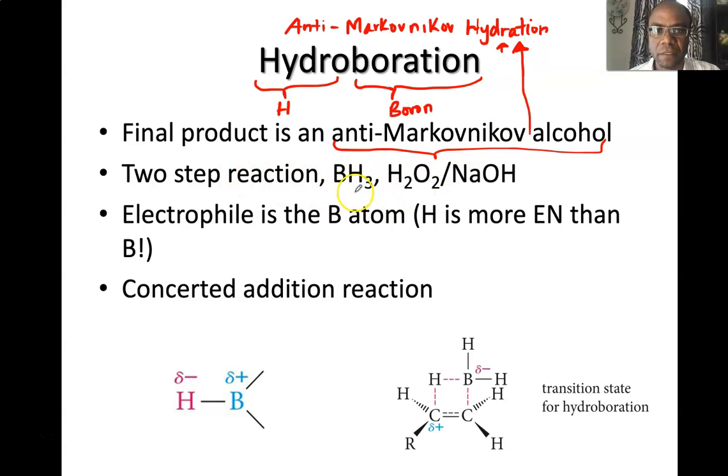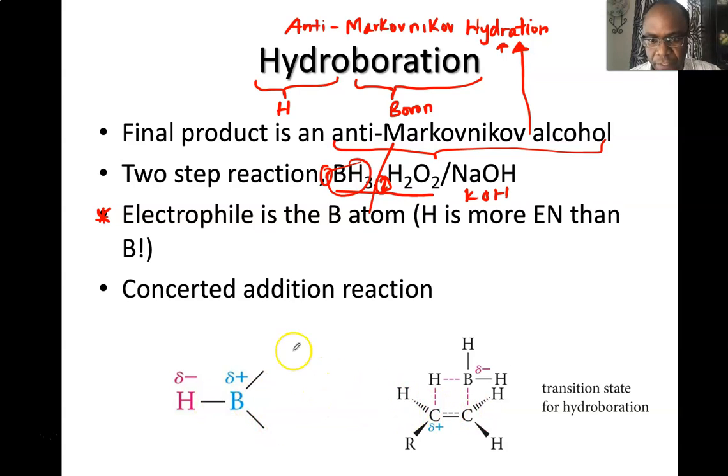There are 2 steps in the mechanism. So first, you are reacting the alkene with BH3, and then the second step, you're using hydrogen peroxide and a base. It could be potassium hydroxide or sodium hydroxide. The electrophile is the boron atom. H is more electronegative than boron. Now, you might not get that. Let me just explain visually.